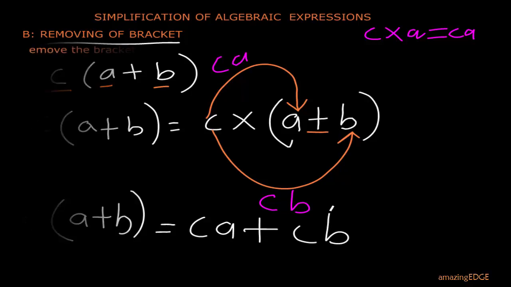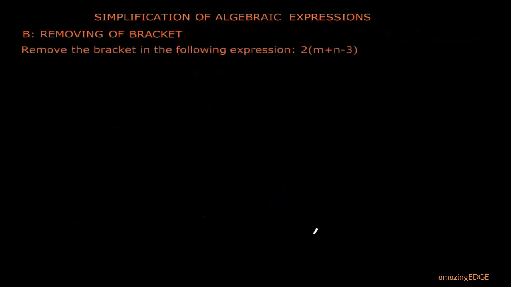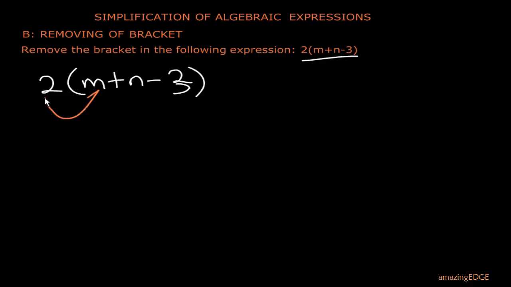Now we look at an example properly. So in this example, we are to remove the brackets in this expression. So we are looking at this expression. We want to remove the bracket. And by removing the brackets, what it means is that now we use 2 to multiply the terms inside the bracket. Okay, that's what we mean. So 2 we multiply M, 2 we multiply N, and finally 2 we now multiply that numerical value 3.